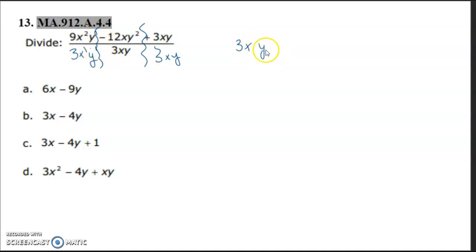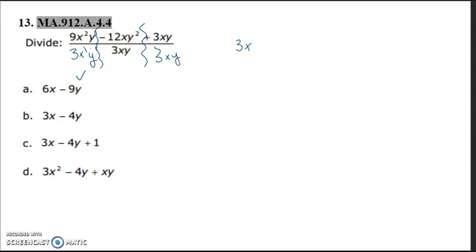Well, that gives us y to the 0. And if we think about our exponent rules, anything to the 0 power is just 1. So we can go ahead and get rid of the y completely. It cancels out. So now we're just at 3x. Okay, so we've done this portion.